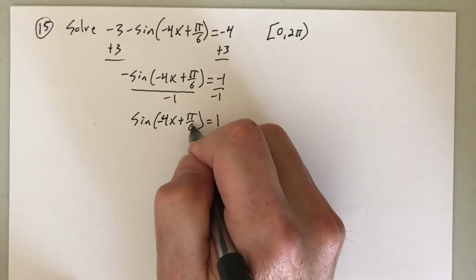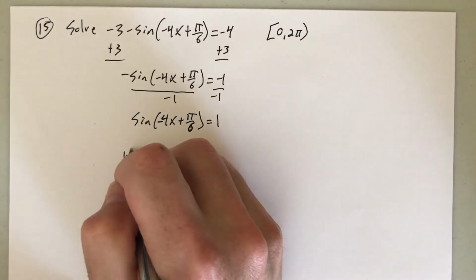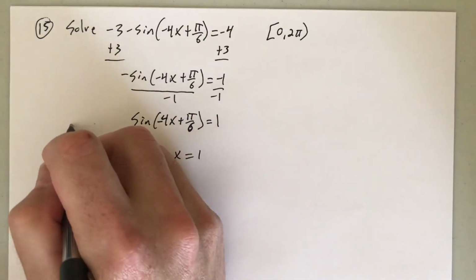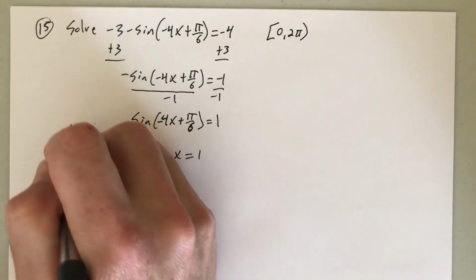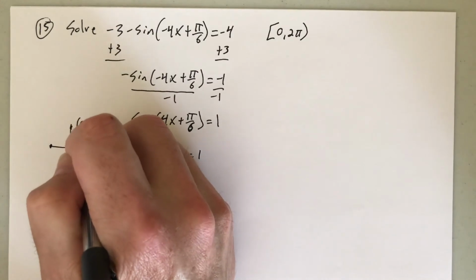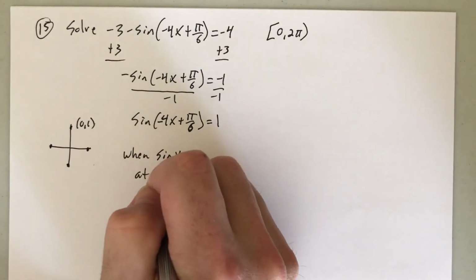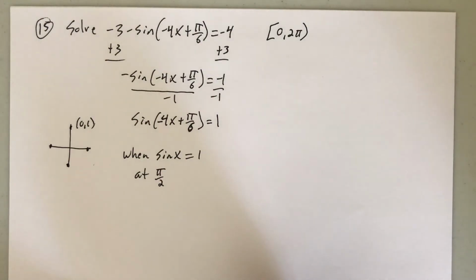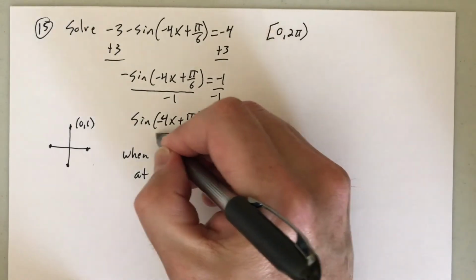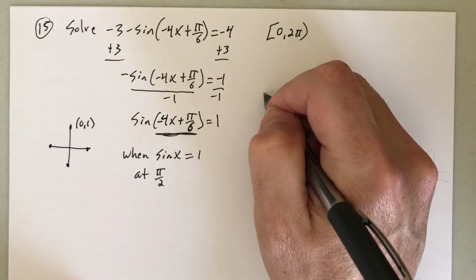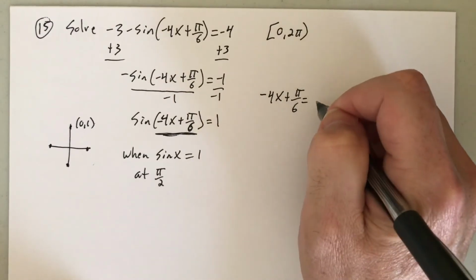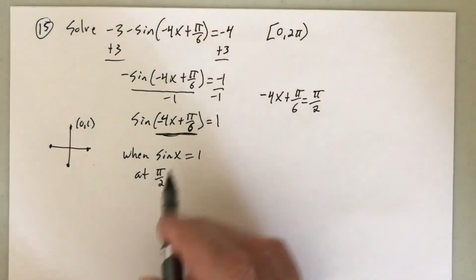So again, what we want to do is figure out when sine x is equal to 1. If you go to your coordinate plane, it's going to be on the axes, and we want the y value to be 1, and that's going to happen here at pi over 2, which is 90 degrees. So I only get one answer here, so all I have to do is set that up, take the inside here, which will wind up being our phase shift. So you get negative 4x plus pi over 6 is equal to pi over 2.